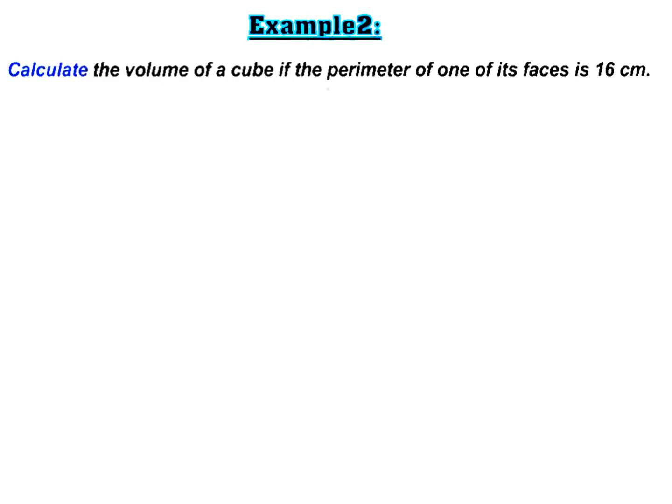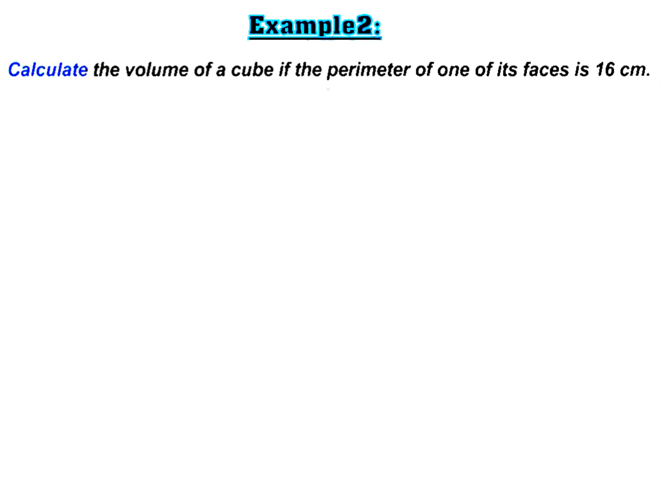Another example, example number 2: calculate the volume of a cube if the perimeter of one base, or the perimeter of one of its faces, is 16 centimeter. Always, if he gives you the perimeter of one of the faces of the cube, you must divide this perimeter by 4 to get the edge length.